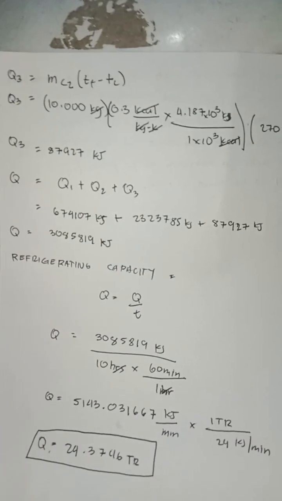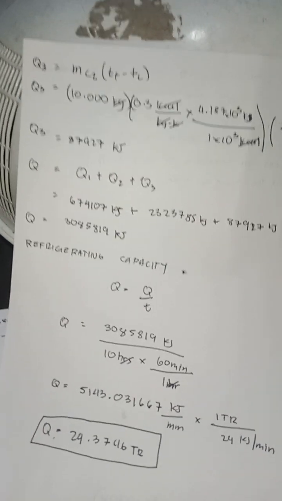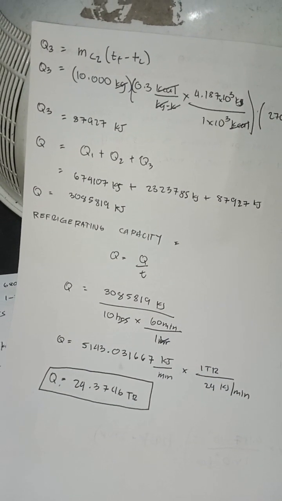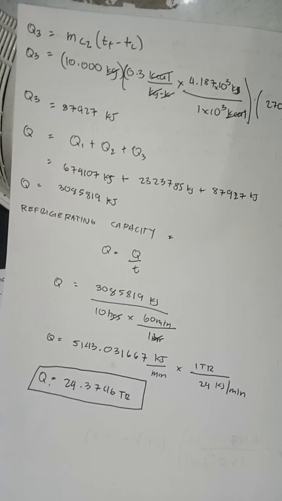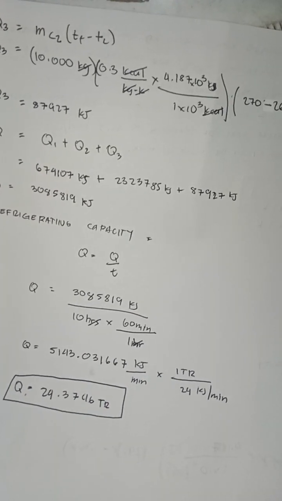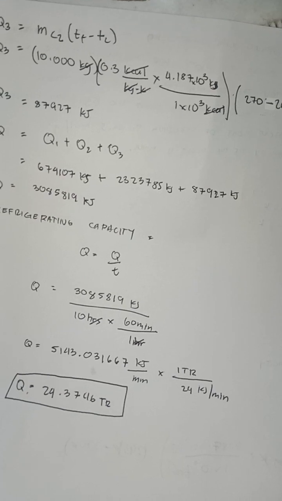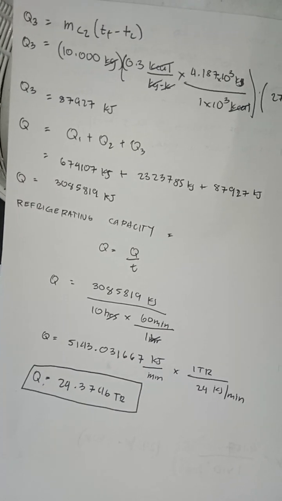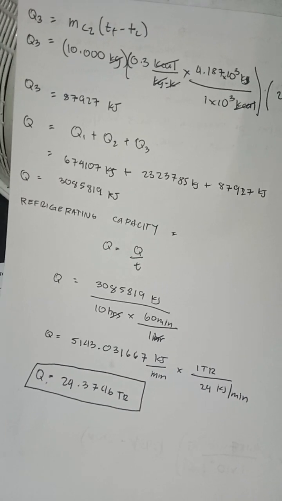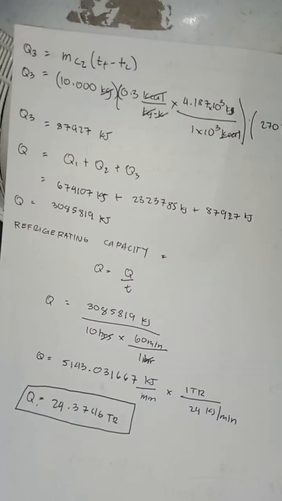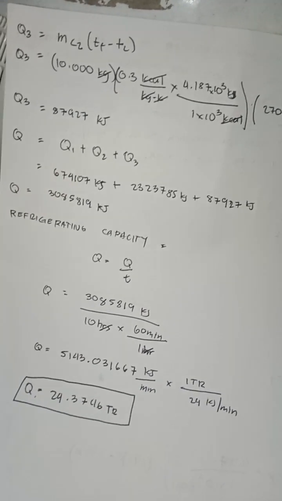To solve the Q, the formula is Q equals Q1 plus Q2 plus Q3. Then substitute each value: Q1 is equal to 674107 kilojoules plus Q2 2323785 kilojoules plus the Q3 87927 kilojoules. The answer is Q equals 3085819 kilojoules. And to solve the refrigerating capacity, the formula is Q equals Q over T.